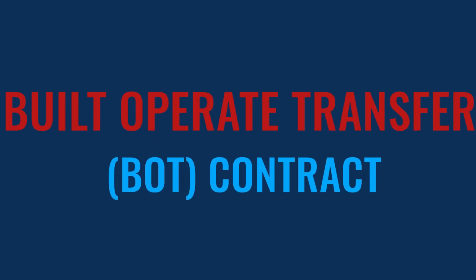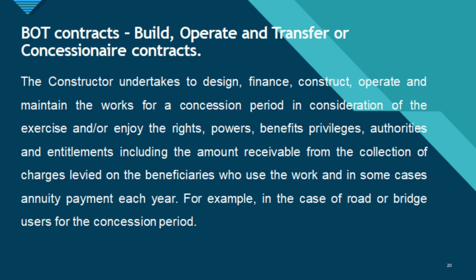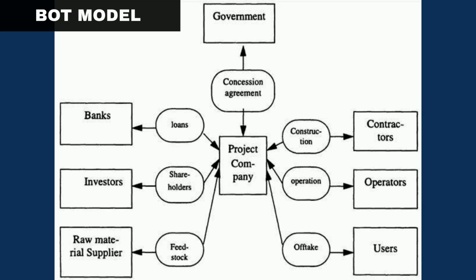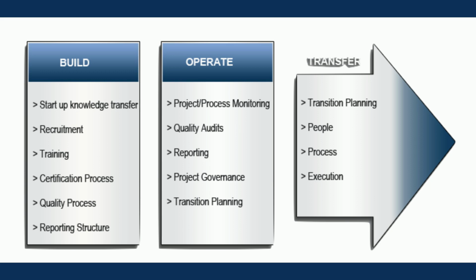Build Operate Transfer Contract. The constructor undertakes to design, finance, construct, operate and maintain the works for a concession period in consideration of the exercise and enjoy the rights, powers, benefits, privileges, authorities and entitlements including the amount receivable from the collection of charges levied on the beneficiaries.